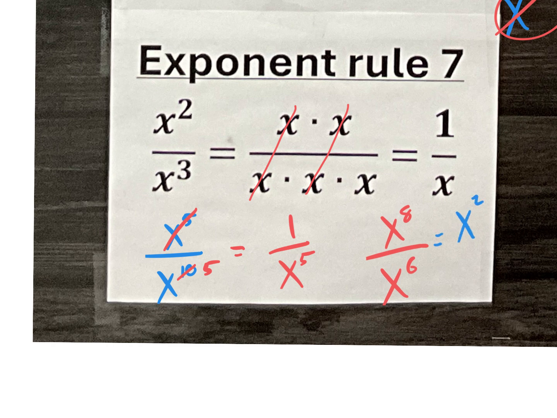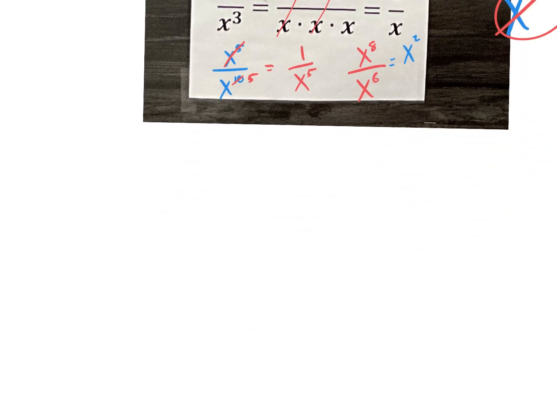X to the 2nd over 1, and you could just leave it like that, x to the 2nd. Anything over 1, you don't have to write over 1. But if you do have nothing left up on top, you do have to put a 1 up there. Okay? So, of course, it could get a little more interesting.